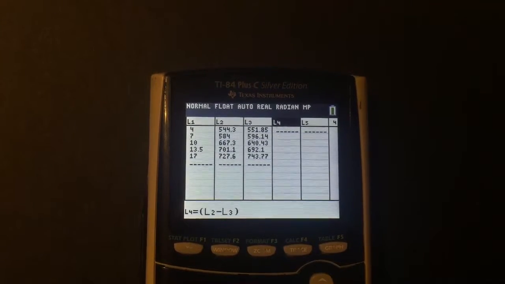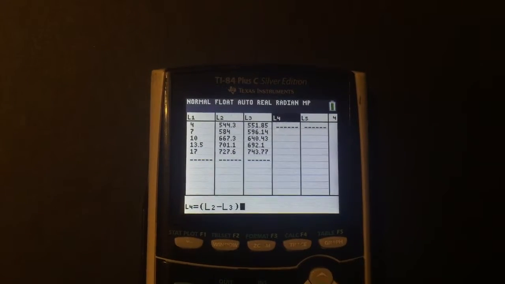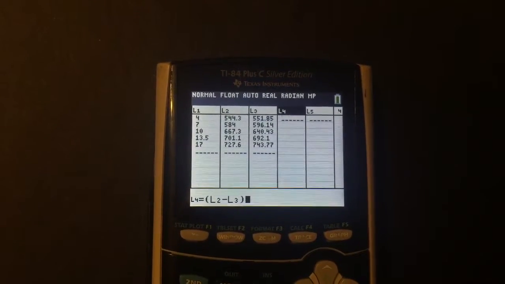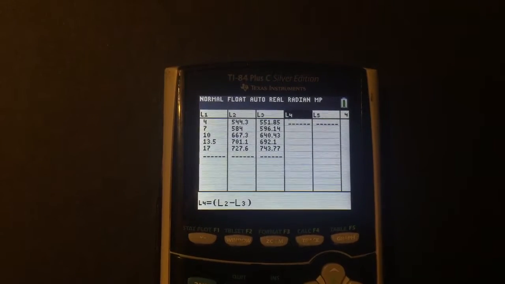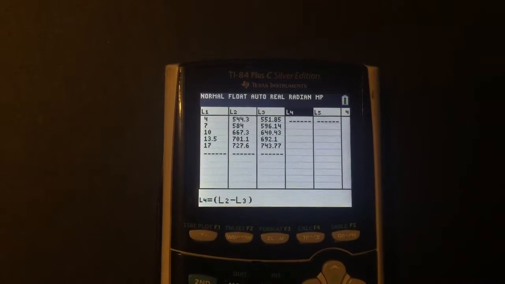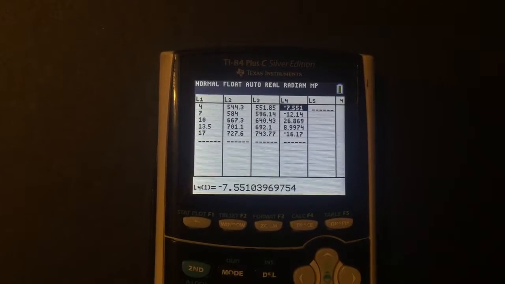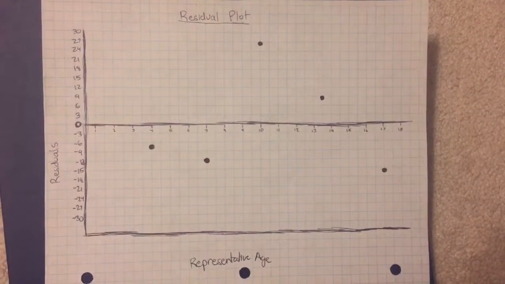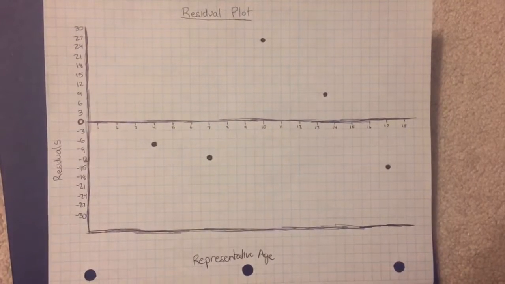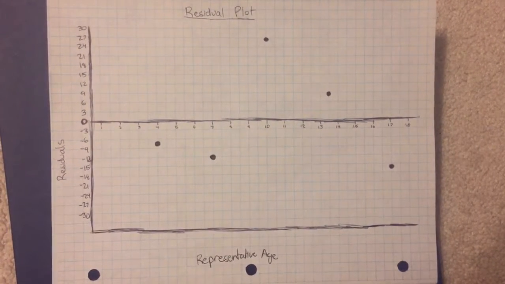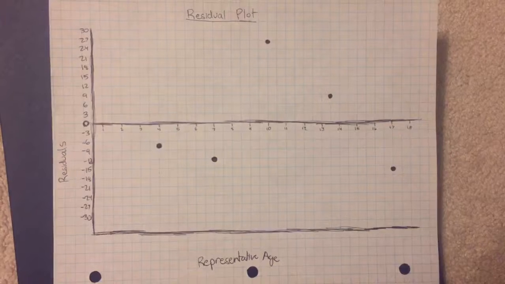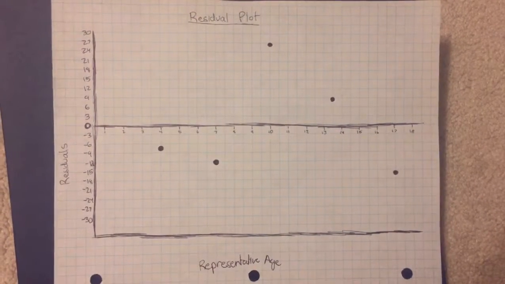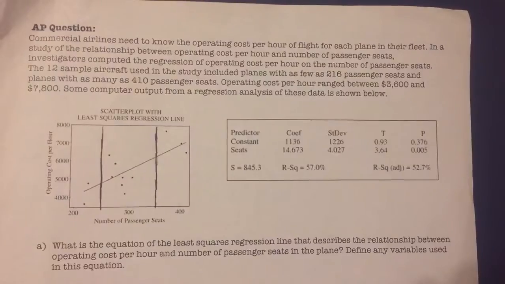In list 4, we need to find the residual, which is the actual value we got minus the expected. L2 are the actual values, and L3 are the expected. So we do list 2 minus list 3. And then I graphed this residual plot, and I found the points to be fairly scattered, which is normal for a residual plot, meaning that the relationship is strong, linear, and it's positive as well.